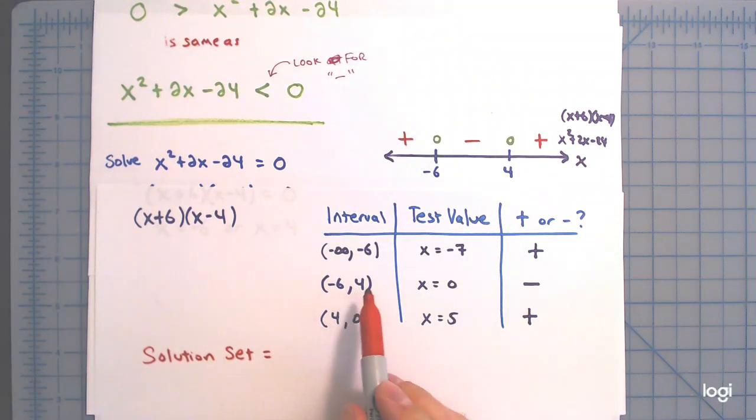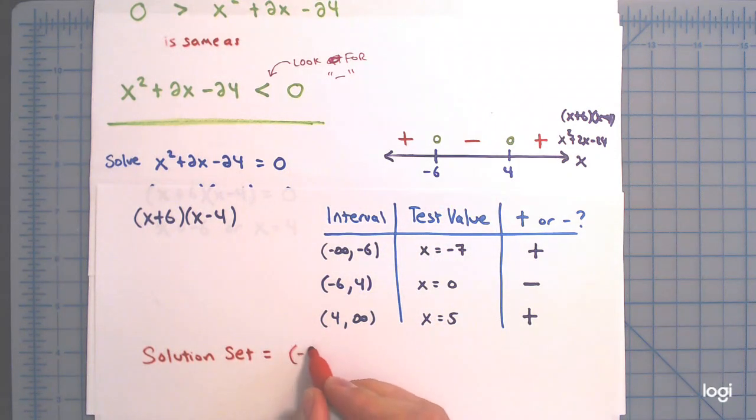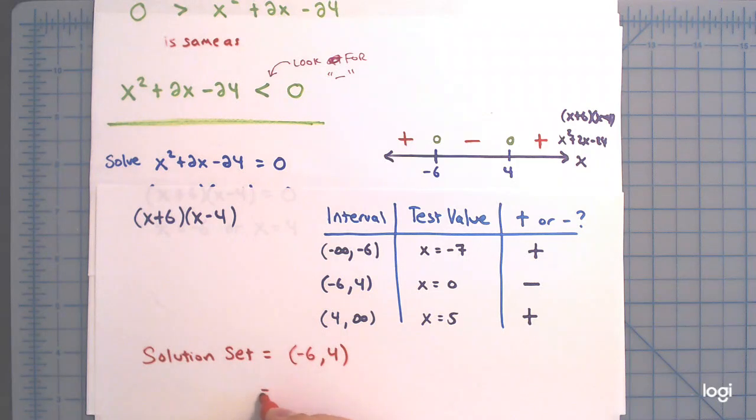I could write it in interval notation, the numbers between negative 6 and 4, but with parentheses on the negative 6 and 4, because they're not included. They are not solutions of this inequality. Or I could write it in set builder notation.